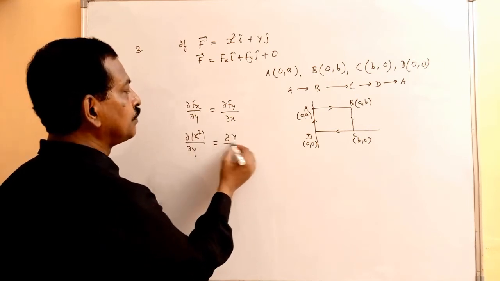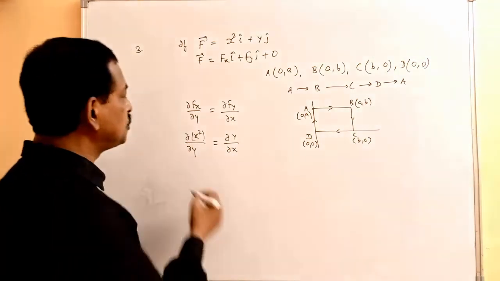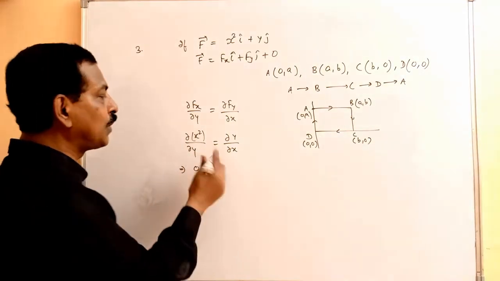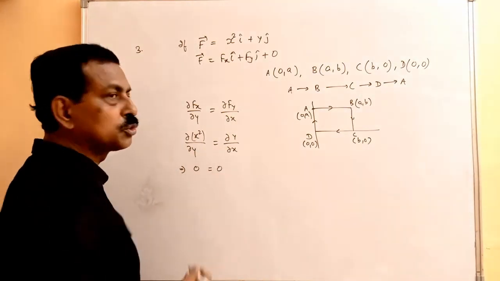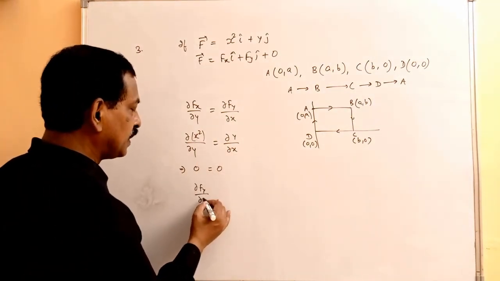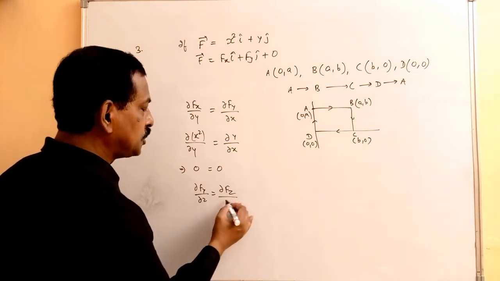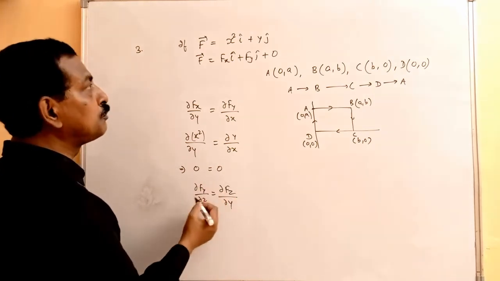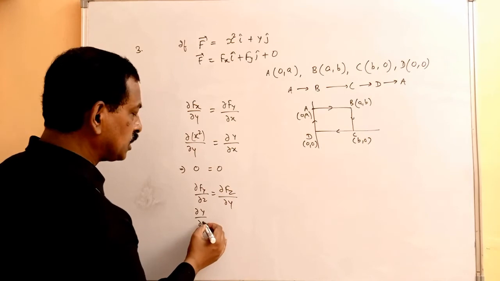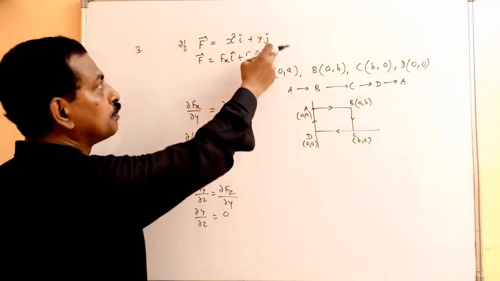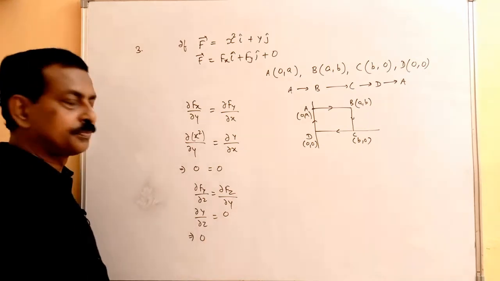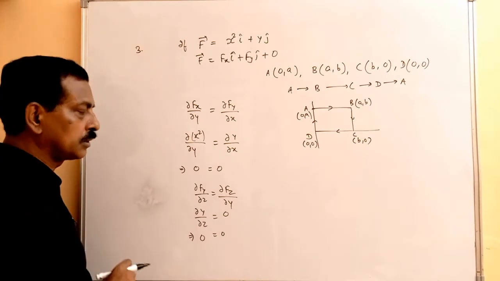Fx is x square, Fy is y. Differentiating x square with respect to y gives 0, and y differentiated with respect to x is also 0. So this is equal. Then del Fy by del z and del Fz by del y: Fy is y, with respect to z this is 0, and Fz is 0, so this is also 0. So this is also true.